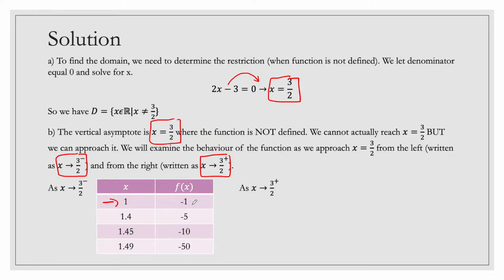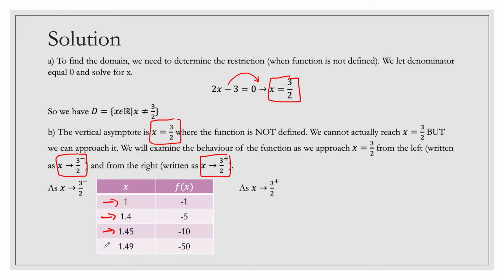So we sub it in and we end up getting -1. Doesn't really help me that much. Then I sub in 1.4, which is getting closer and closer to 3 over 2, and that gives me -5. So we can already see here that the numbers are getting smaller and smaller. They're going towards bigger negative numbers, right? And then I sub in 1.45, which gives me -10.